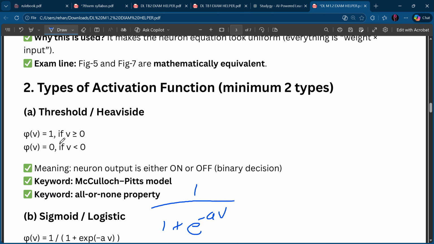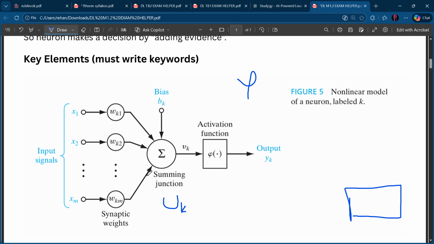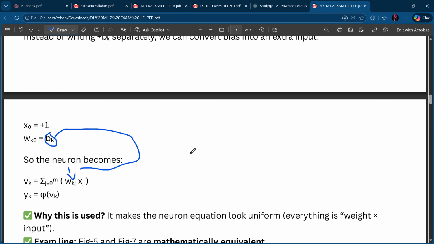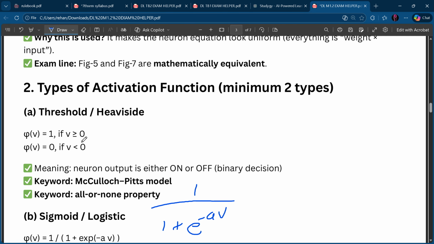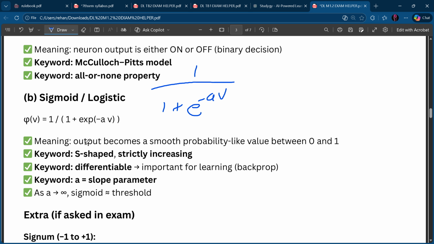Types of activation function. The value we get after adding all the values and then adding the bias: if vk is greater than or equal to 0, then the activation function is 1. If it is less than 0, it is 0. That's it. Sigmoid, logistic: 1 divided by 1 plus e to the power of minus a into v. So the output becomes a smooth, probability-like value between 0 and 1.